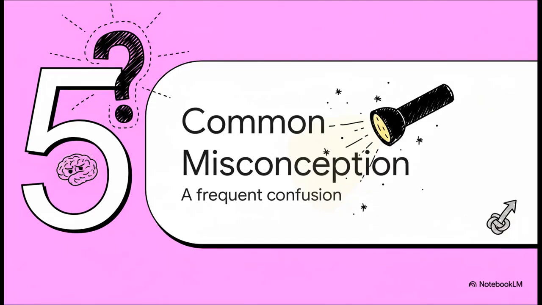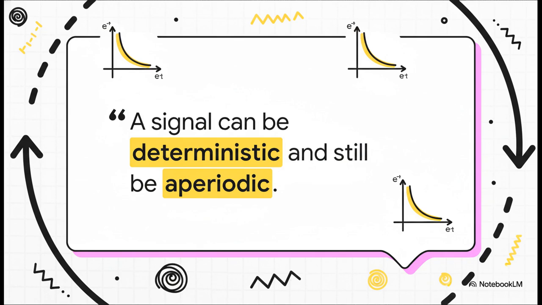Okay, before we wrap up, I want to tackle the single biggest point of confusion for new students. It's a really easy mistake to make, but once you see the difference, it'll stick with you for good. I want you to burn this idea into your brain. Aperiodic does not mean random. They are not the same thing.